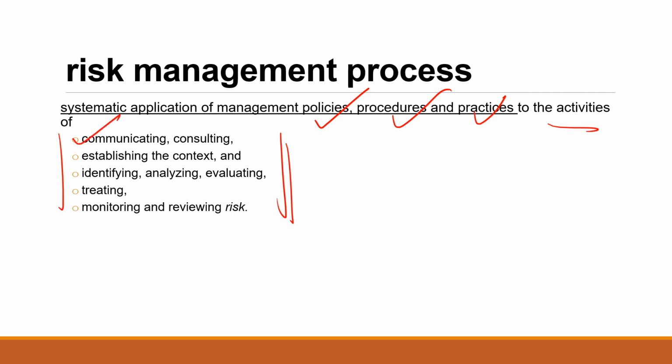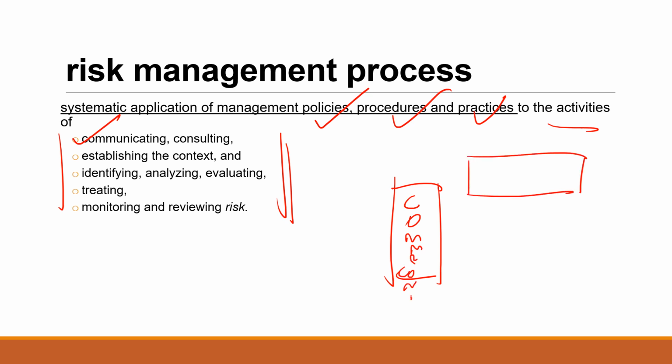Just now we have seen in the block that the communication and consultation was here. Communication and consultation, that was here. Establishing the context, so you have here context, scope, criteria. That's the place where we have identifying, analyzing, and evaluating. So that was the risk assessment.